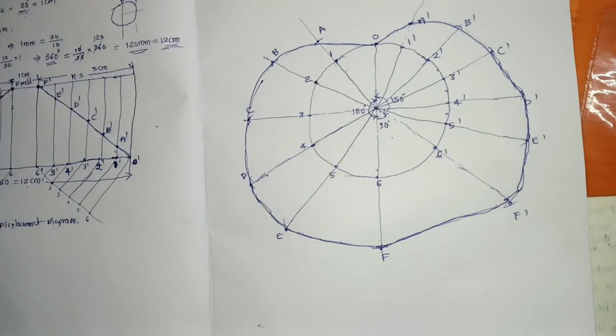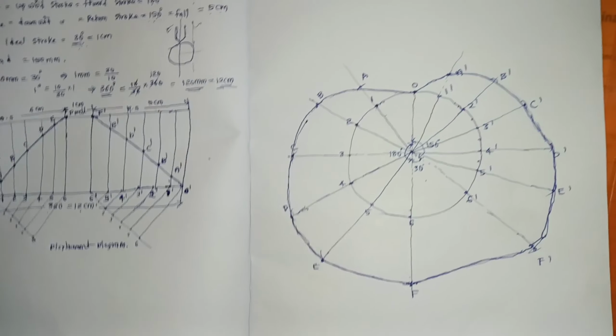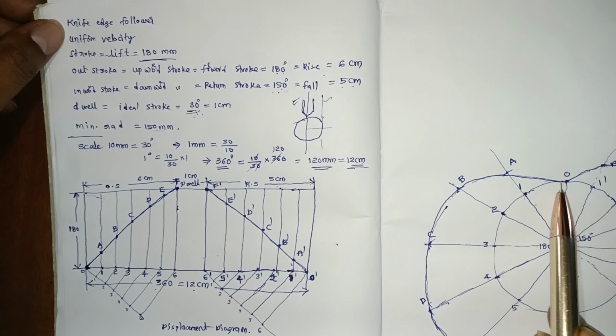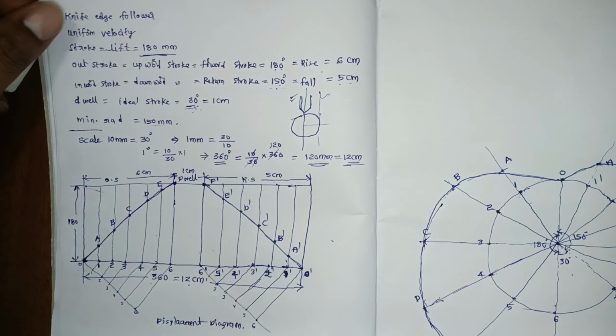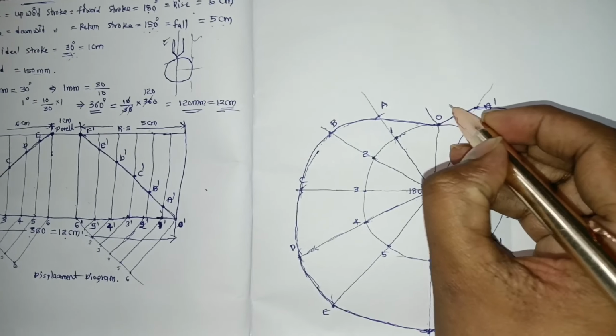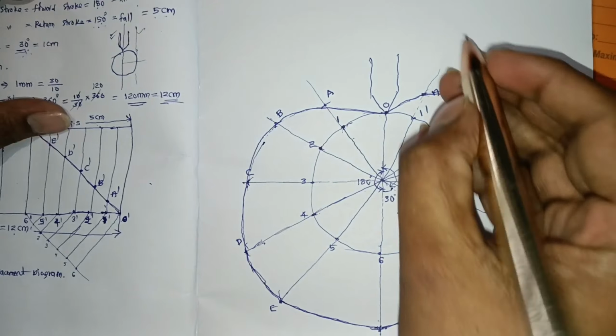Okay, so like that we have to draw this type of diagrams. Okay, pause. But you forgot to draw the follower here. This is a knife edge follower. Knife edge means it looks like a knife. So you have to draw the follower like this.